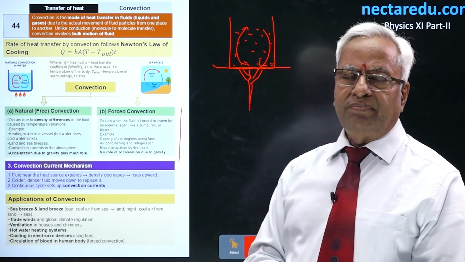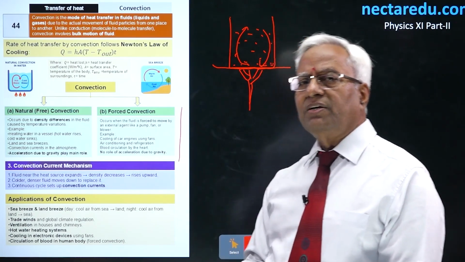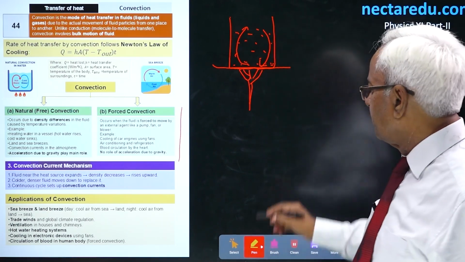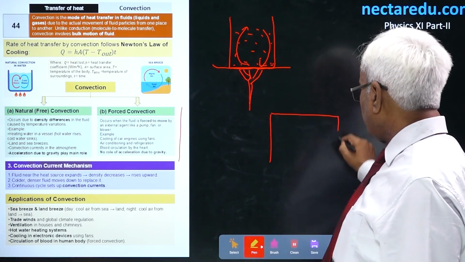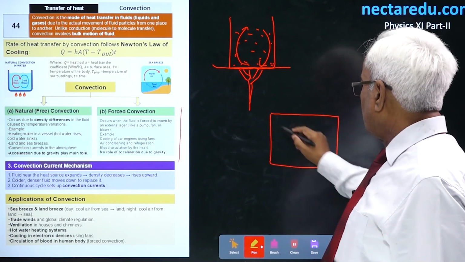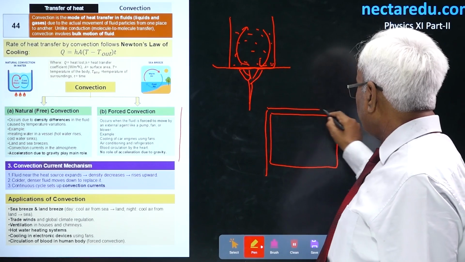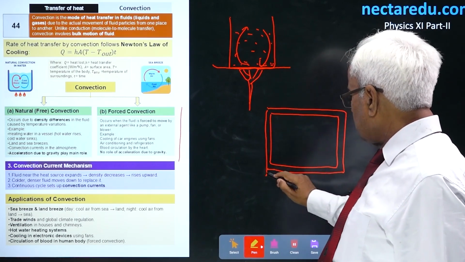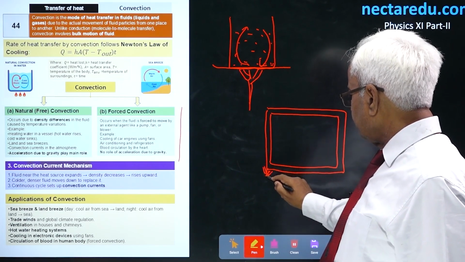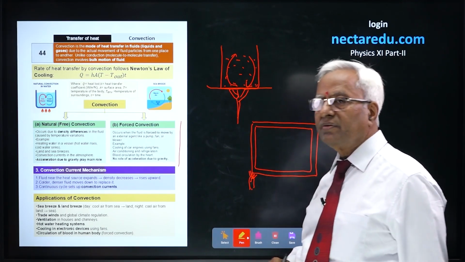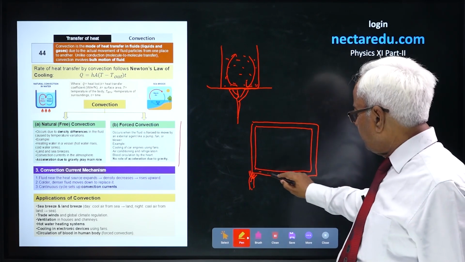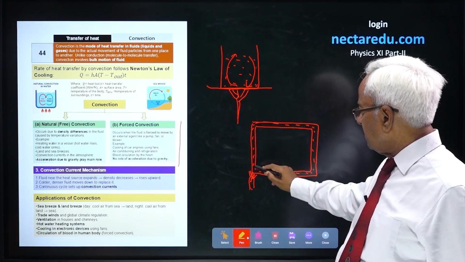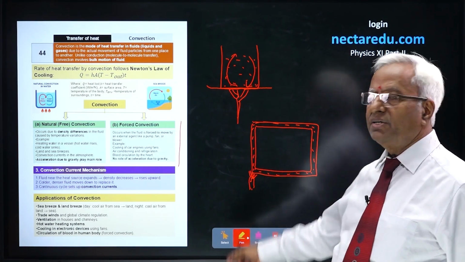Forced convection. This is something that we have designed from our side. We make some extra effort to maintain forced convection. Suppose we have chosen a rectangular arrangement of glass pipe this way. Suppose you are heating here. Then the whole pipe is full of liquid, arranged in a rectangular plane, and this part is getting heated.